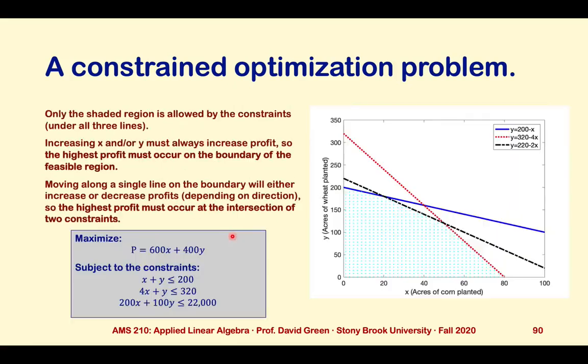Right? So what happens when we plot these? Here I've shown our 3 equations, 200 minus x, 320 minus 4x, and 220 minus 2x. We're going to identify them based on where their intercept is, 200, 220, 320, and only the shaded region is allowed by the constraints. We have to be underneath all of the lines.